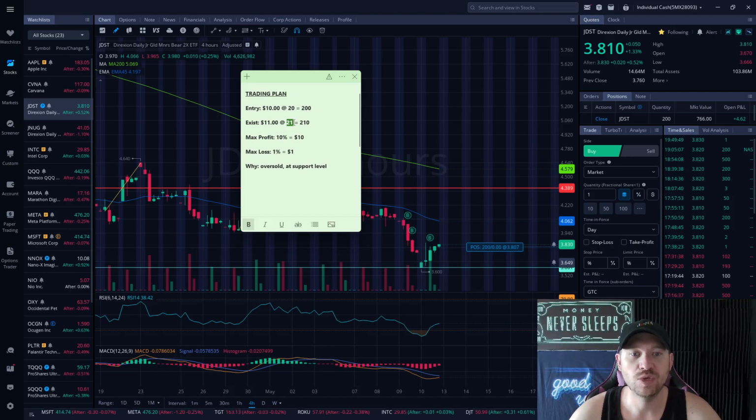Okay, at 20 shares, you would then exit at $11, sell your 20 shares for $210. Now your max profit for this investment would be 10% or $10. Your max loss would be 1% or $1. So you're risking $1 or 1% of the position to make $10 or 10% of the position. That means you have a 1 for 10 risk to reward ratio. And that's very important to understand.